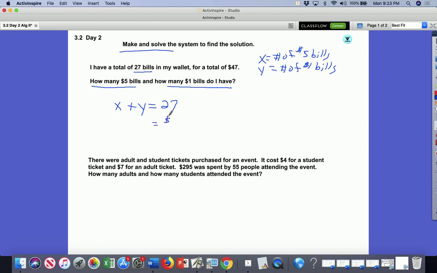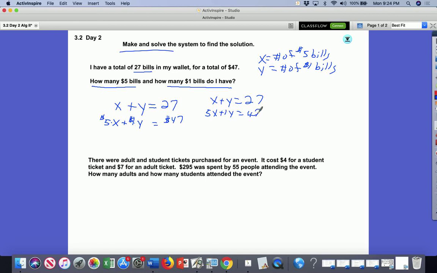Okay, now value. There's a total value of $47. Well, X $5 bills is not worth X dollars. This is a number, so you have to take the number times the value per bill plus the number times the value per bill. I'm putting those labels in there. You don't need them. I'm just putting them so you understand that. So your system is this. The number total to be 27 and the value totals to be 47.